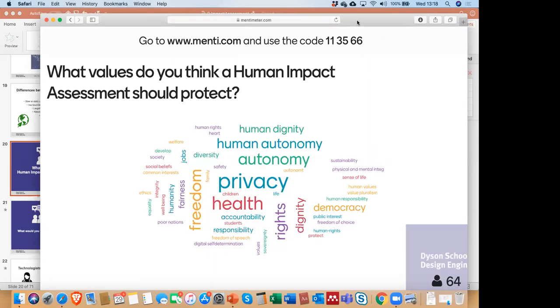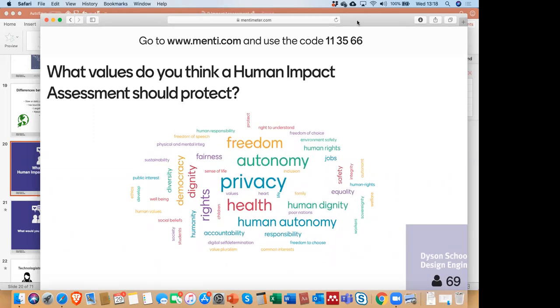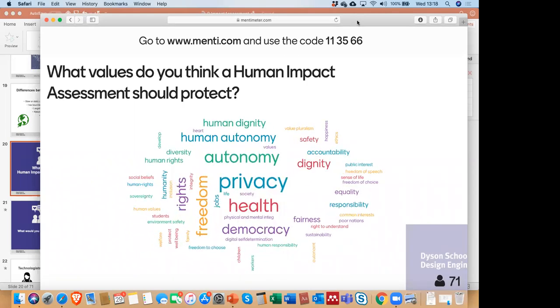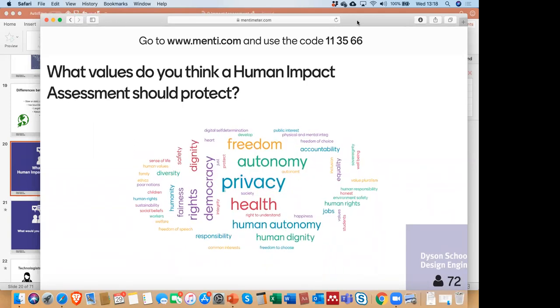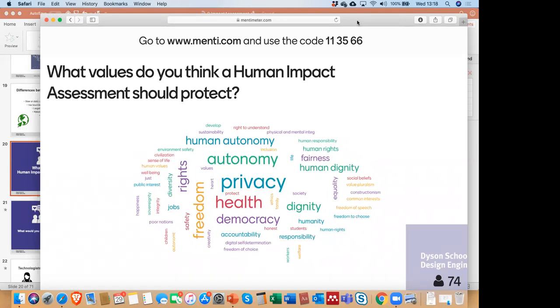Fabulous, okay. So you can see, as we pick up the last answers, that there is a relatively good consistency: autonomy, freedom, human autonomy, it's quite big. Then we have privacy, democracy, generally rights, that will probably include fairness and human dignity. Health seems to be one of the most commonly used ones. I can see well-being, safety, etc.